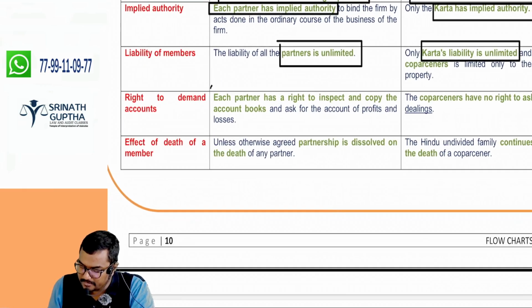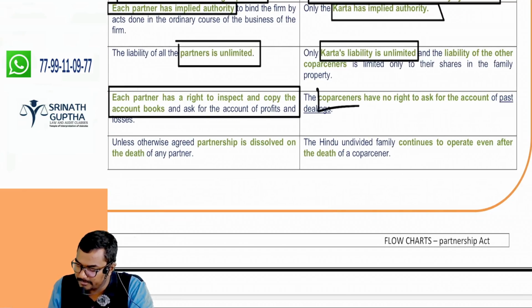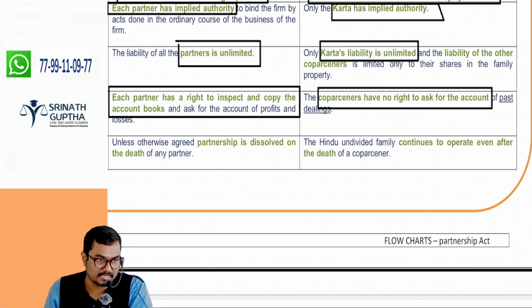Next, every partner can ask for the books of accounts. Can you ask your father how much property you have? No, he will beat you. You can ask whatever you want, books, pens, etc. You can't ask how much property we have, how much I will get after your death. Can you ask? No, Maharaj.